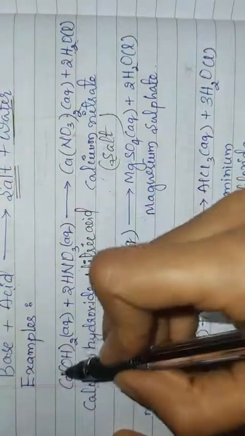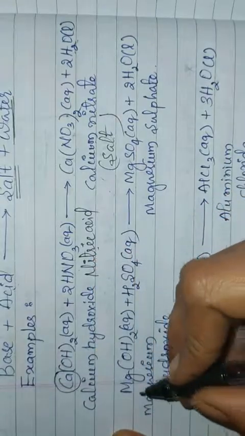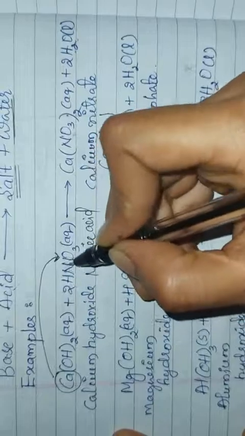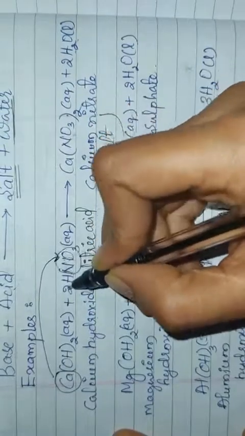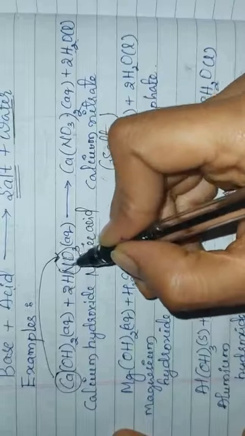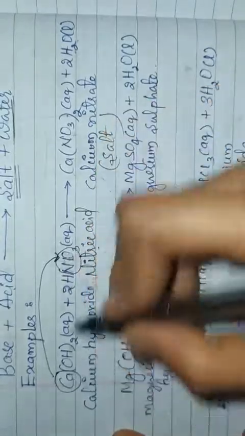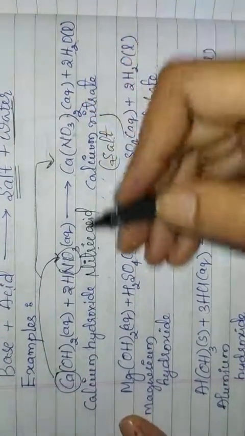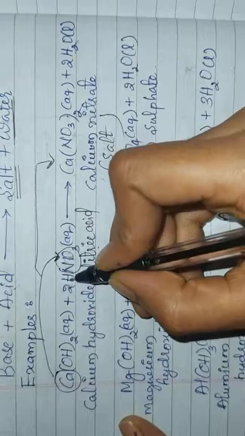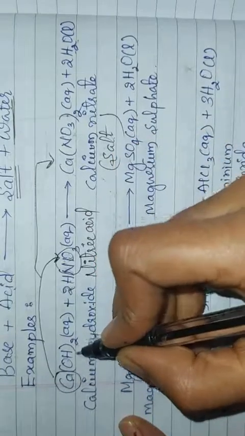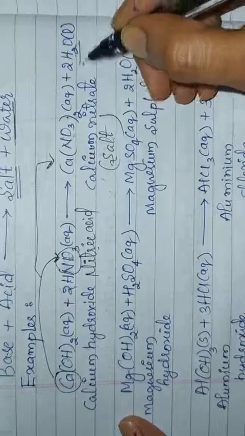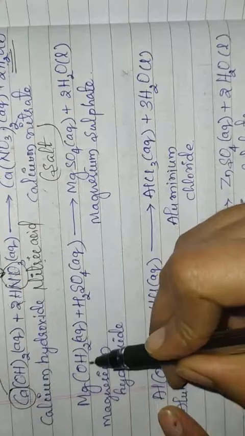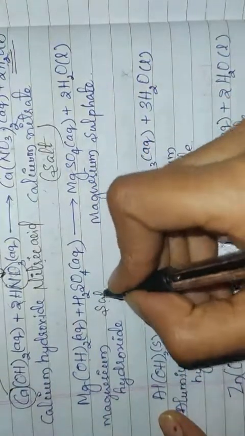So see here, this calcium combines with the nitrate, here 2NO3. These two nitrates will combine with calcium and they will form calcium nitrate. The remaining 2 hydrogen and 2 OH will combine and they will form water. Let us see the next example. Here magnesium hydroxide reacts with sulfuric acid.